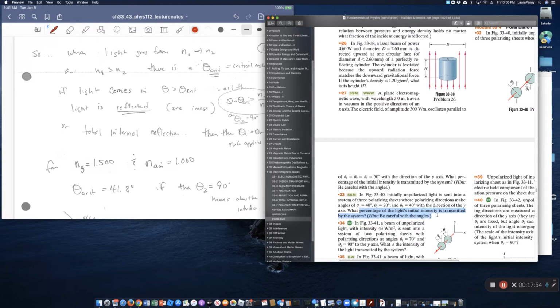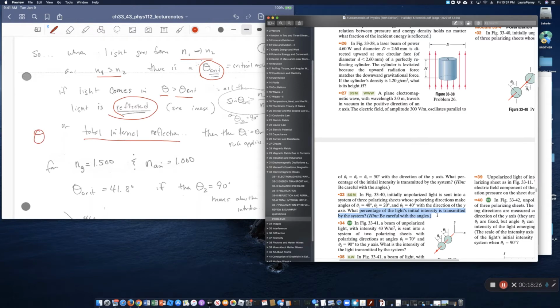So when you go from a medium N1 to N2, where N1 is greater than N2, there's a critical angle. If light comes in at an angle greater than that critical angle, all the light gets reflected, and you use the law of reflection instead. If it comes in at exactly that critical angle, then you'll get what we call total internal reflection.